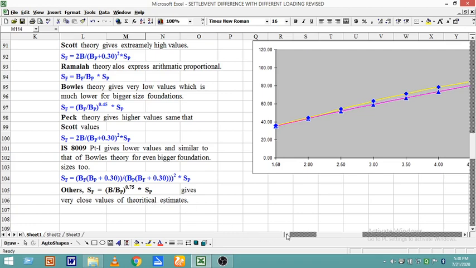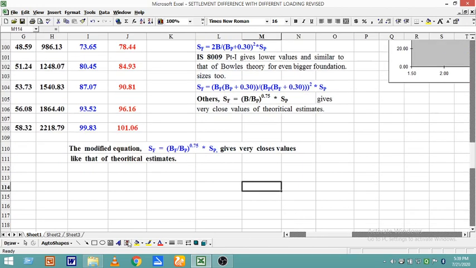In my opinion, we should adopt this equation for estimating different types of foundations. As you know, we do not have just one size of foundation; pressure intensity may be the same, but foundation sizes often vary. For each and every foundation we cannot go for a long calculation, so instead we can use this equation very precisely, which gives us values closer to the theoretical estimates. Thanking you. Please have a nice day.